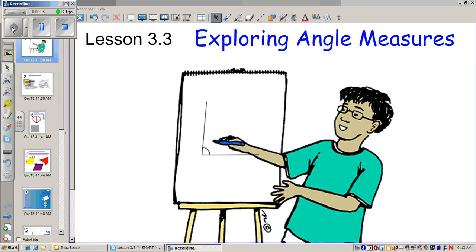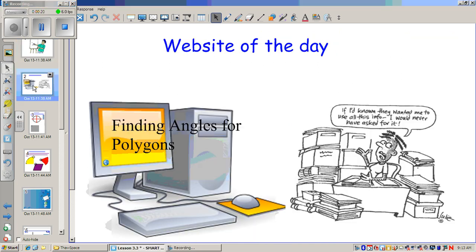Our unit 3 is on geometry, and our first lesson has to do with exploring angle measures. As you can see from our friend here helping us draw an angle, we are going to be learning how to measure those. So let's get started. We are using website of the day, and we're going to find angles for polygons, and we're actually going to be using IXL. So let's get started.